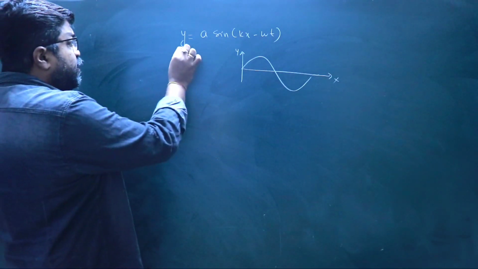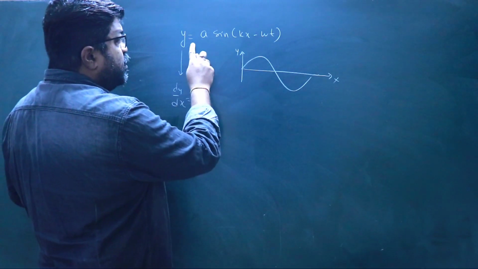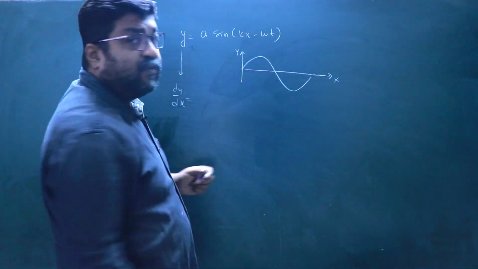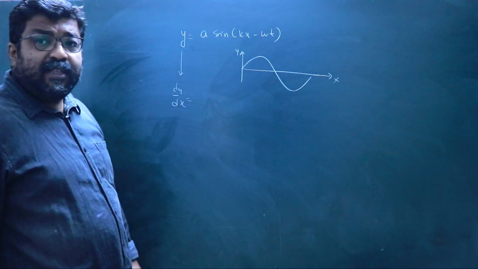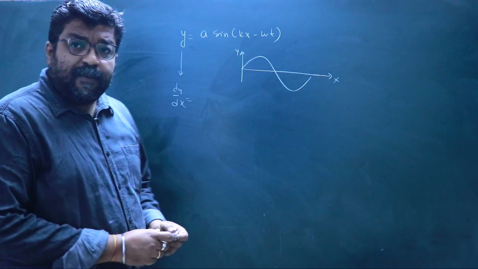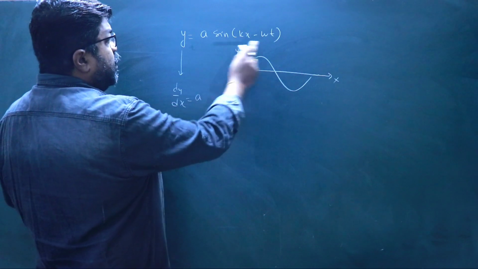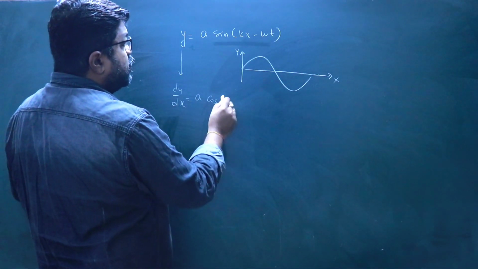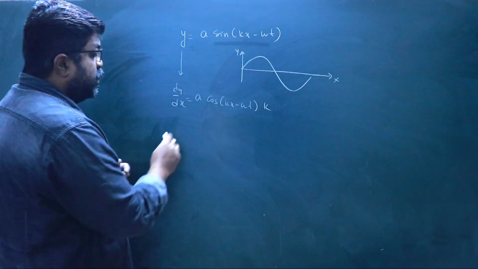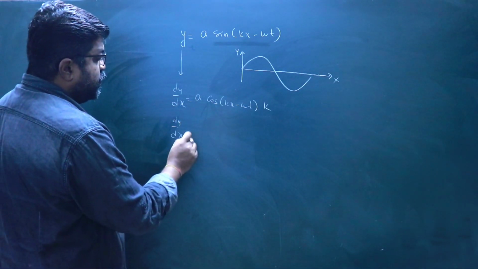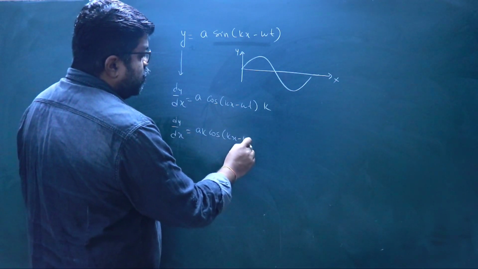Now if I find dy by dx, that means this equation represents this wave, and this wave is in the form of a sine curve. So if I am finding dy by dx, I am finding the slope of the wave. What will be the value of dy by dx from this? It will be a, sine differentiation is cos(kx minus omega t) into k. So dy by dx is equal to ak cos(kx minus omega t).